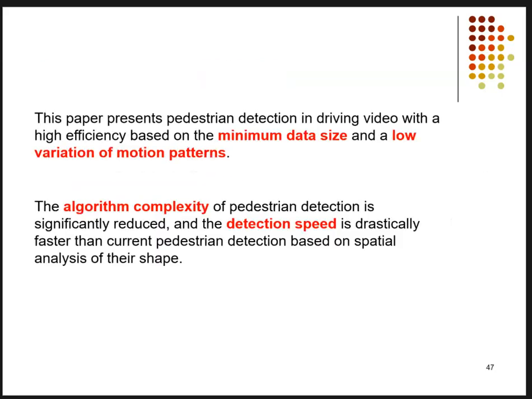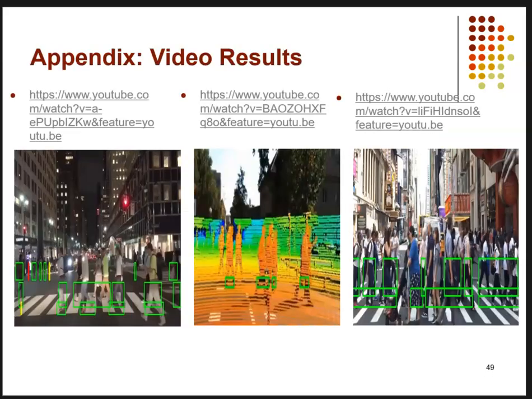Therefore, with our method's minimum data size and low variation of motion patterns to perform the sequential segmentation in a 2D image layout, the algorithm complexity is very small and the detection speed is drastically faster than all the other state-of-the-art methods so far.